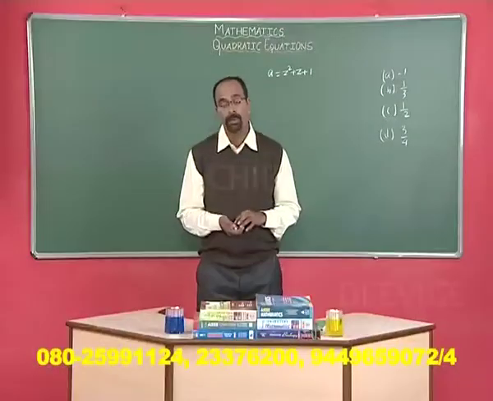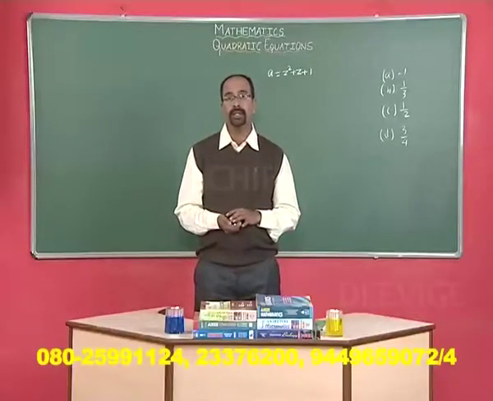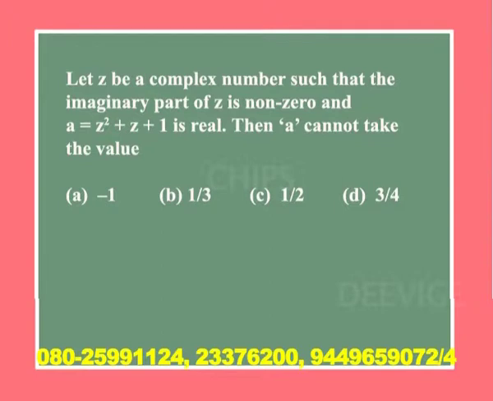Let us take up a problem from Joint Entrance Exam 2013. The problem is like this. Let z be a complex number such that imaginary part of z is not 0 and a is equal to z square plus z plus 1 is real. Then a cannot take the value: option A -1, option B 1 by 3, option C 1 by 2, option D 3 by 4.